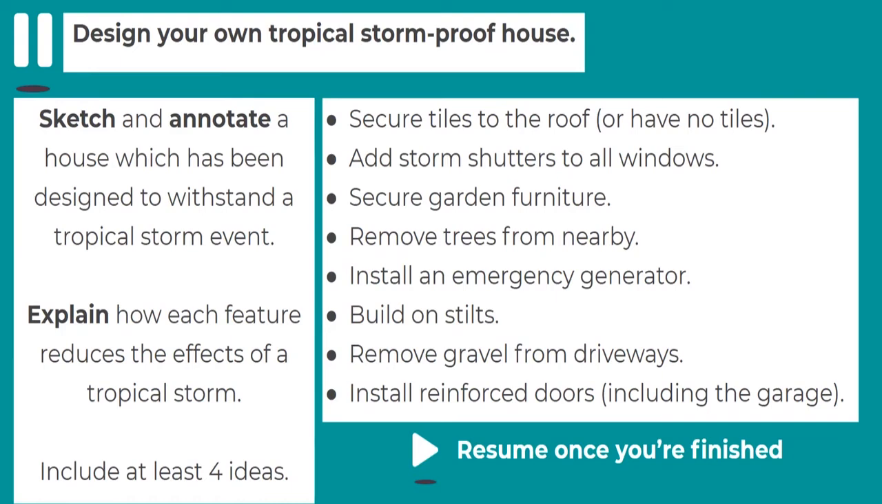So you need to create your sketch and then annotate onto your sketch what you've included and why you've included it. So that's the bit that's really important. So I would like you to explain how each feature helps to reduce the effects of a tropical storm. So if your building doesn't have any tiles on it, why not? If your building is on stilts, why would that be really useful? So you have to justify why it is that you've included the different features within your design. I'd like you to try and include at least 4 ideas.